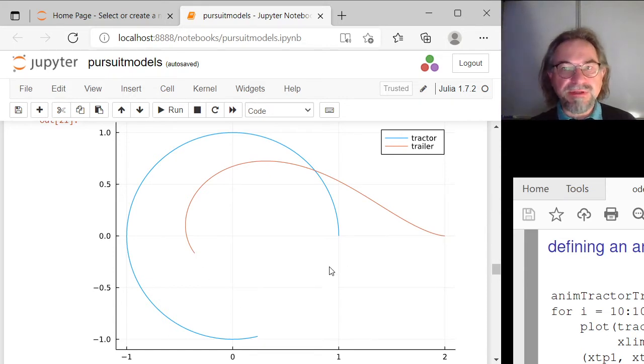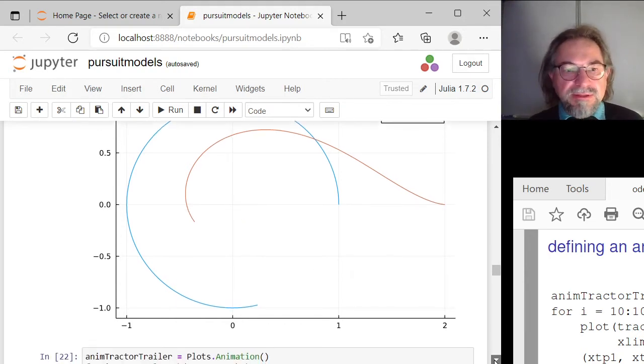So it looks as if it's not really rigorous, but it's plausible. And you can now see that the tractor has not yet completed one complete rotation, one complete cycle, and you can see that the red trailer path is indeed trailing the tractor. Okay, now let's make the animation.